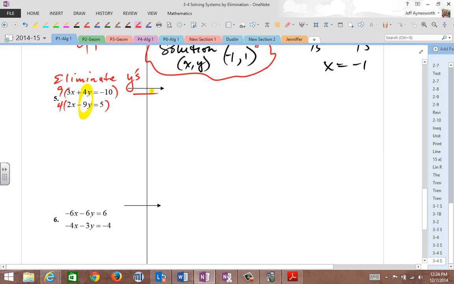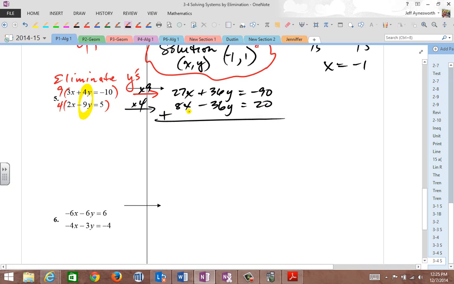Here we go. So my first equation here, we're going to multiply it by 9. So I get 9 times 3x is 27x. 9 times 4y is 36y. And then 9 times negative 10 is negative 90. The second one I want to multiply by 4. So 4 times 2x is 8x. 4 times negative 9y is a negative 36y. There are the opposites right there. And then 4 times 5, that's just 20. And then you add vertically.